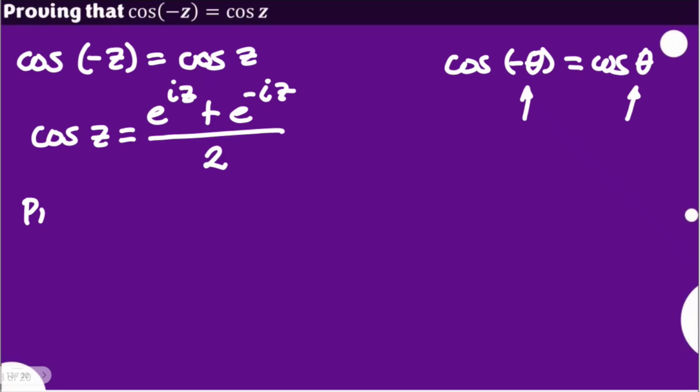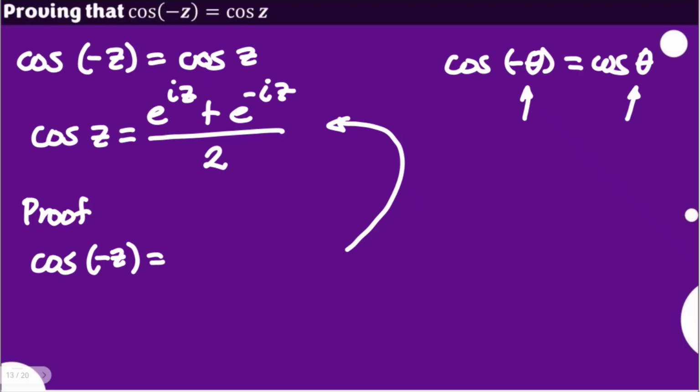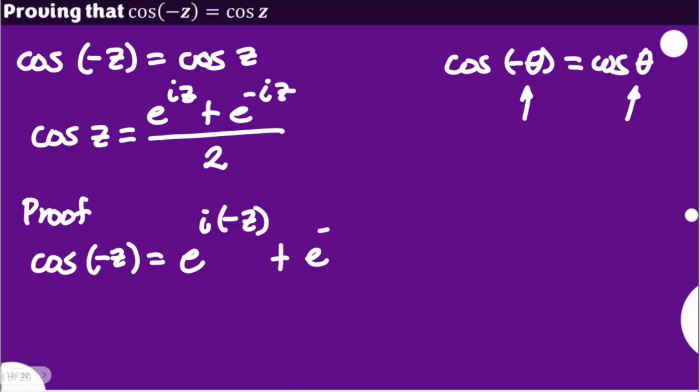So for our proof, let's start with cosine of negative z, and let's show that later on its equivalence would be cosine z itself. So what we need to do here is change all z by negative z. So i times negative z plus e to the negative i times negative of z, all over 2. Okay? So the next part here is, of course, to simplify the exponents.